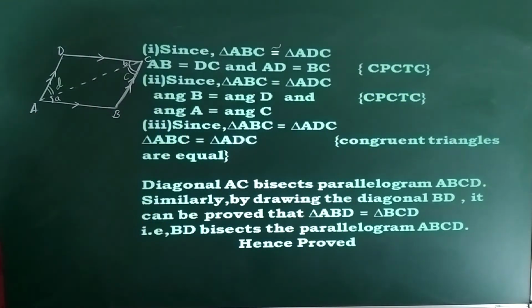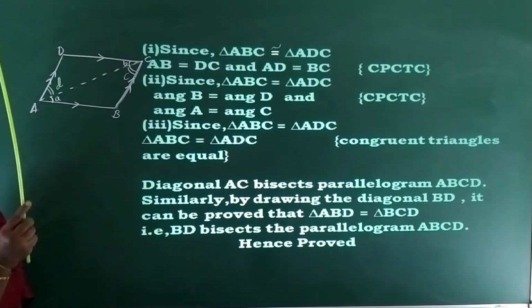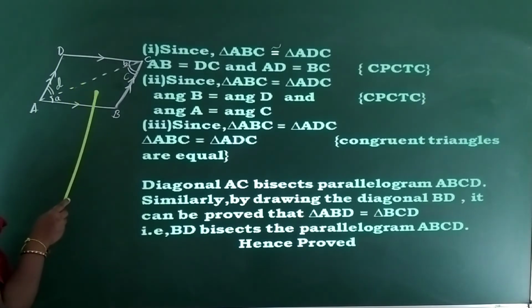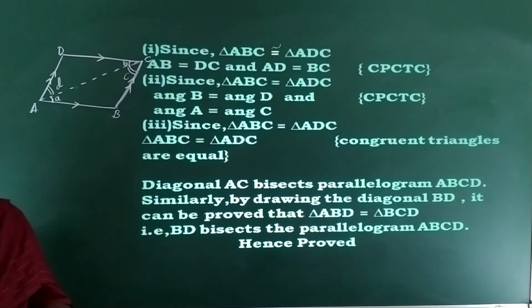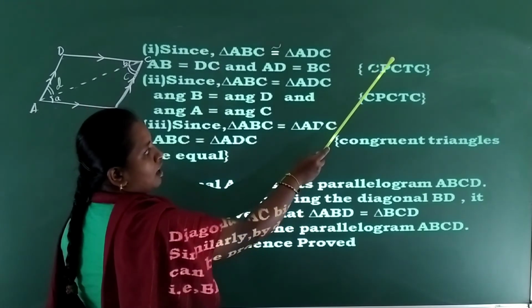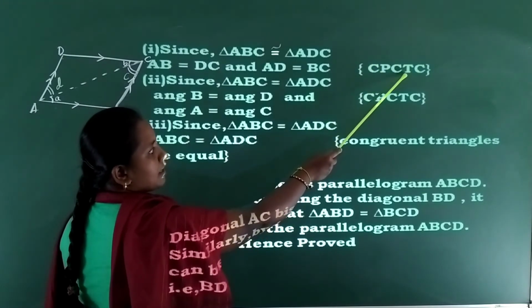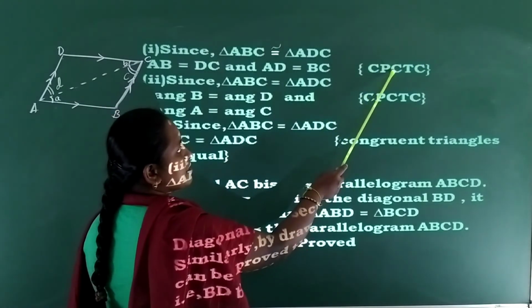CPCTC means, in your textbook it is there, children. Corresponding parts of the congruent triangles are congruent. These two are congruent triangles, right? So for that reason, when 2 triangles are congruent, corresponding parts are also congruent. That one only it is telling. Corresponding parts of congruent triangles are congruent. It is nothing but CPCTC.